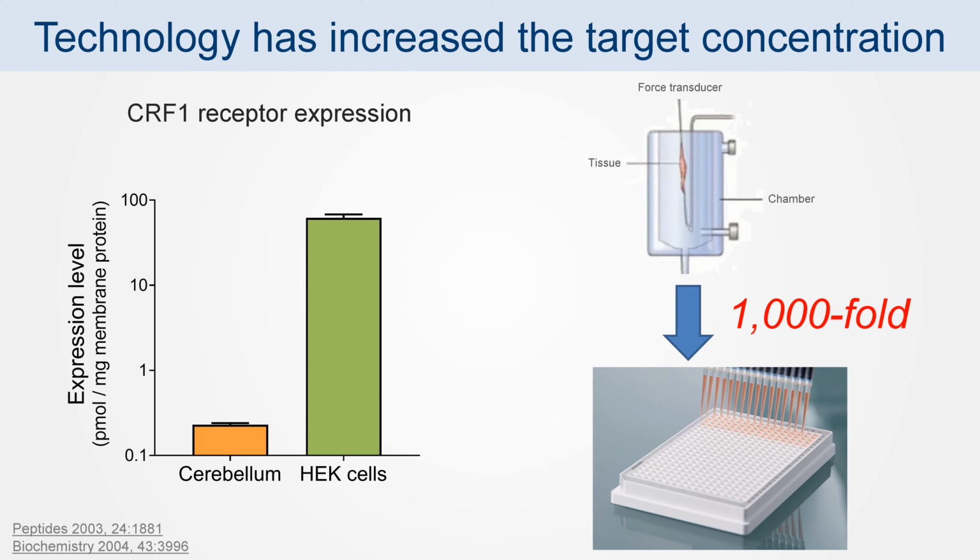Second, we have decreased the assay volume. In the olden days, we used milliliters of assay volume in organ baths and test tubes. Now we use microliters of volume in microtiter plates. This is a change of 1,000-fold. This matters because when we decrease the volume, we increase the target concentration. These changes combine to produce very large increases of target density, by 5 orders of magnitude or more in some cases.